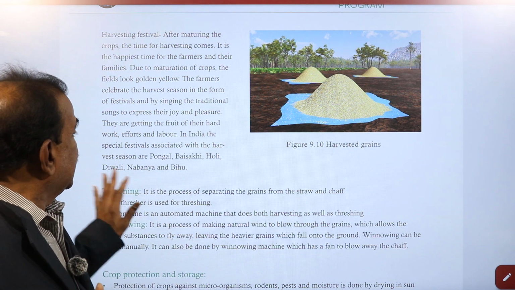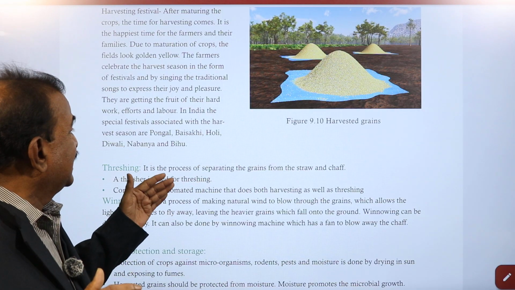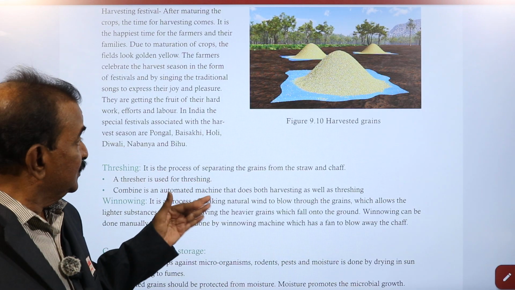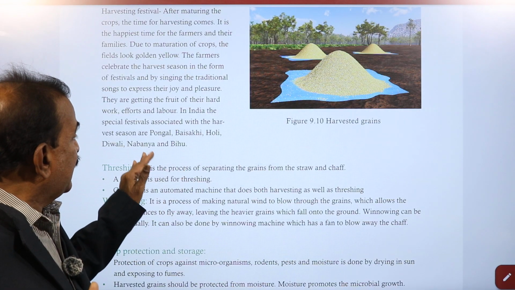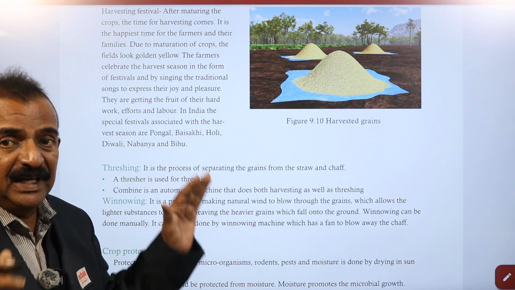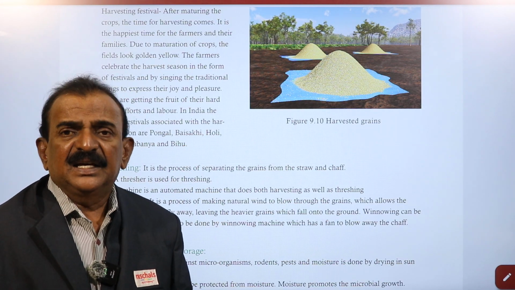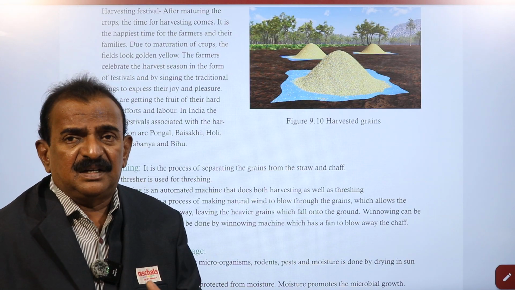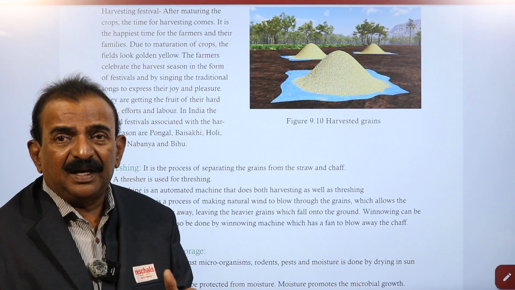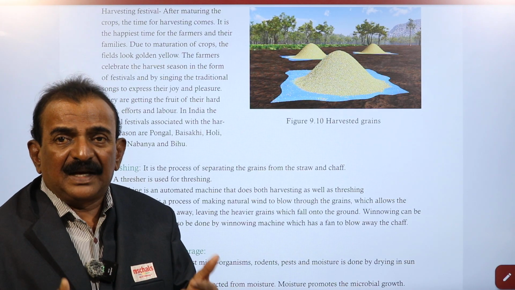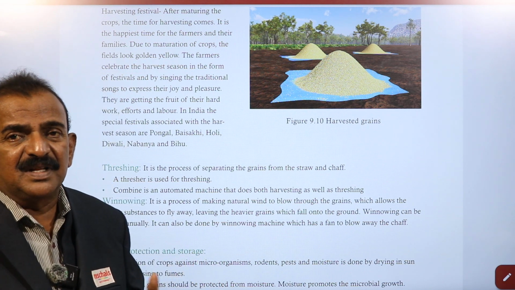In India, most of the festivals associated with the harvest season are Pongal, Baisakhi, Holi, Diwali, Navayan, and Bihu. These are the festivals celebrated in India, and they are associated with the harvesting season. It is fruitful work, and they get a large number of crops after harvesting the different crops in India.